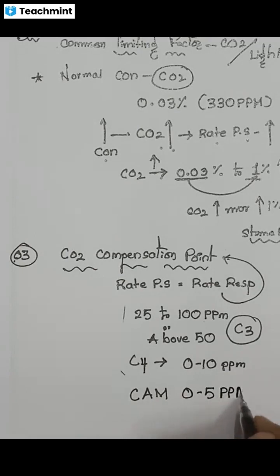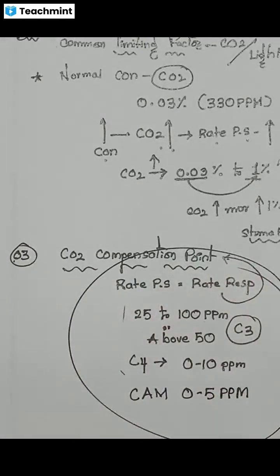This is one of the most important ones. The carbon dioxide compensation point is where the rate of photosynthesis is equal to the rate of respiration. In C3 plants it is 25 to 100 ppm or above 50 ppm. In C4 plants, it is about 0 to 10 ppm or below 10. In CAM plants, it is about 0 to 5 ppm. So clear.